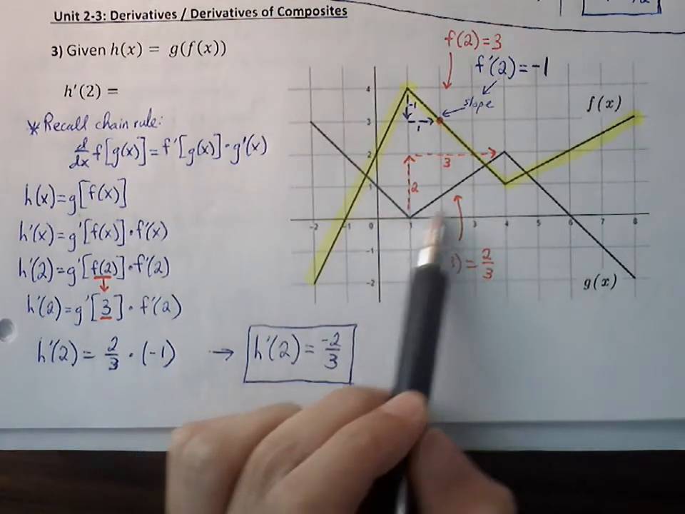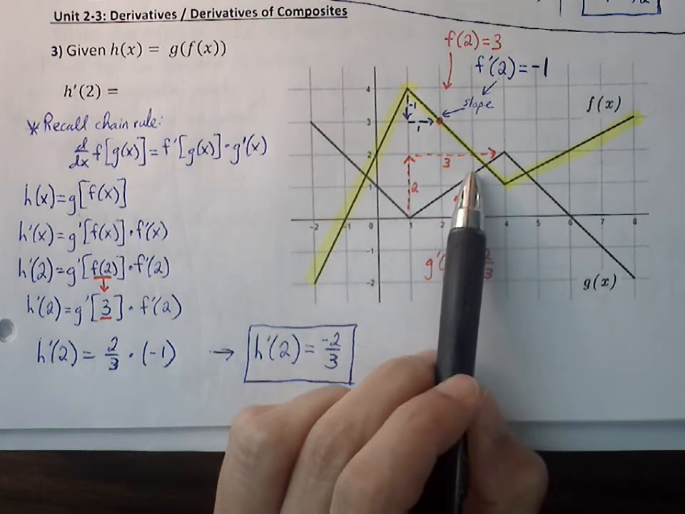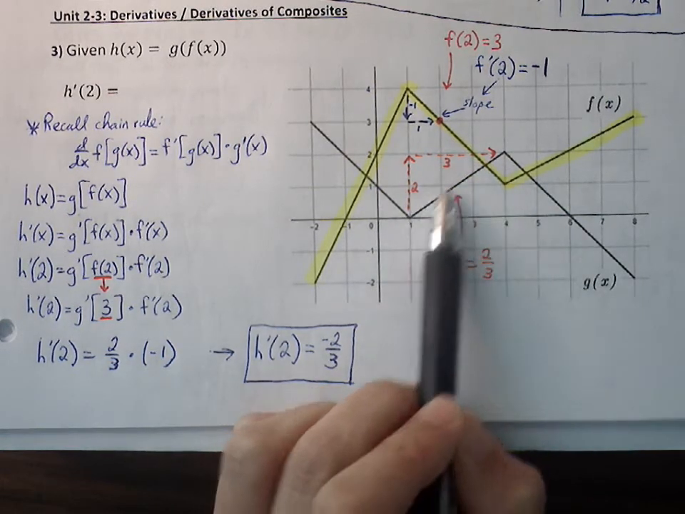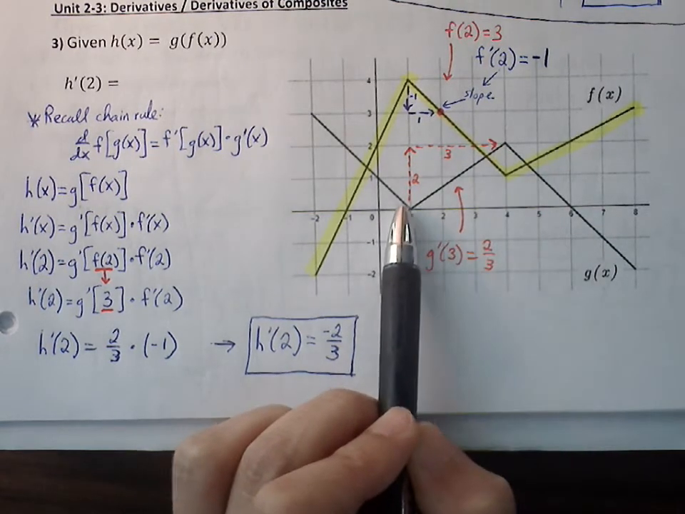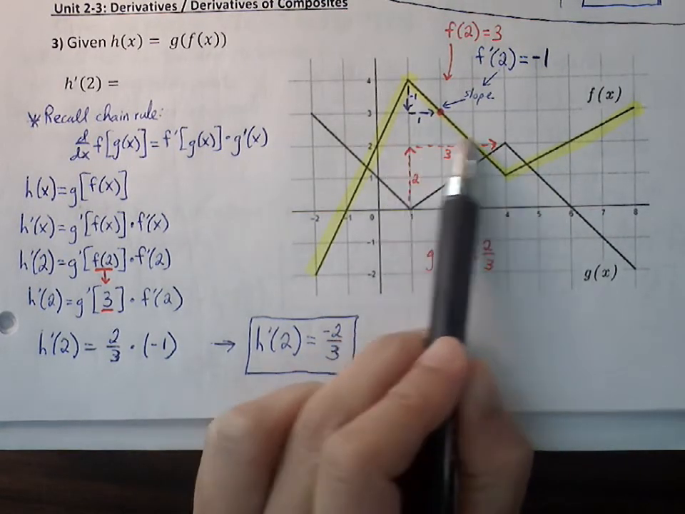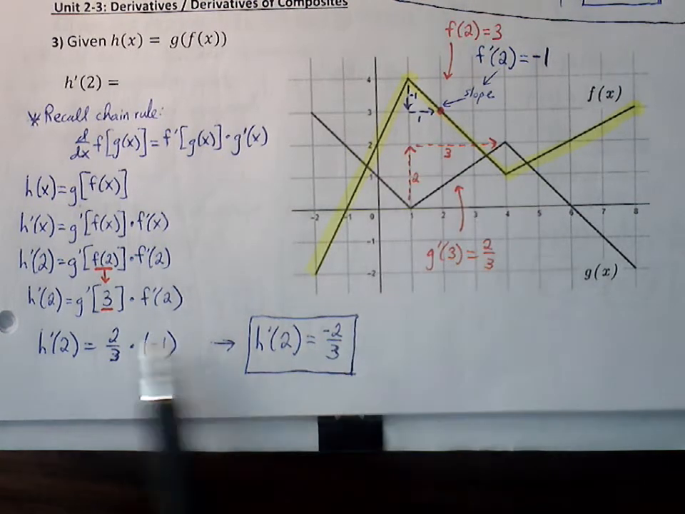So here's my g graph. The slope of the g graph at 3, we want to find the slope of this line. If I pick 2 points that are easy to identify, and I just find the slope, I go rise up 2 over 3, so my slope is 2/3.